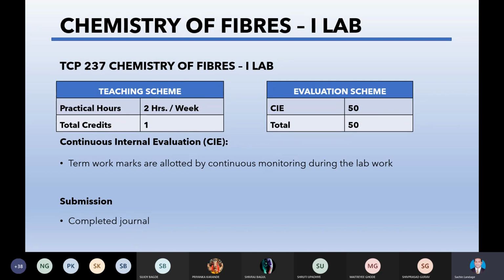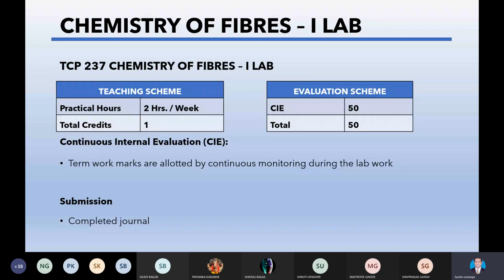Then next, in short, I will tell you regarding the practical. During the practical hour, again, we are going to see this point. The course code for the practical course, that is Chemistry of Fibers 1, is TCP 237, Chemistry of Fiber 1 Lab. Practical hour, we got 2 hours, credit is 1. CI 50 marks, which means term work is there, there is no practical examination. But listen carefully.